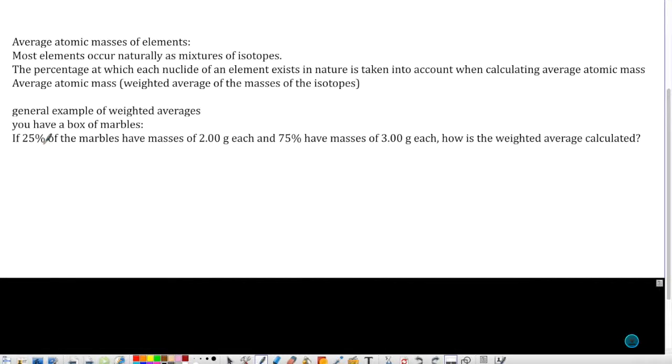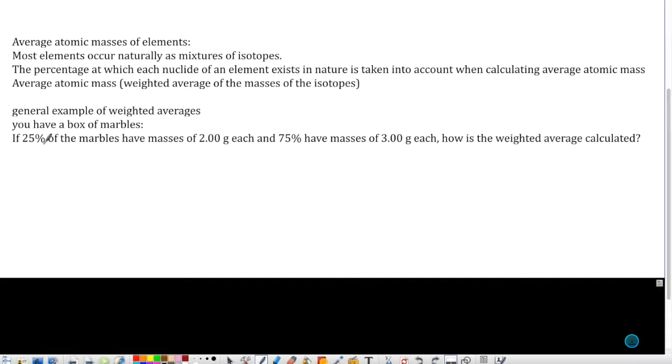Let's say that you have a box of marbles, and the box of marbles is actually made up of marbles of 2 different masses. Some of the marbles have a mass of 2 grams, and some of the marbles have a mass of 3 grams. Well, how do you figure something like this out? I want you to pause, and see if you can get the correct answer. Then you can come back, and I'll walk you through how to calculate this, and especially how I want you to calculate this.